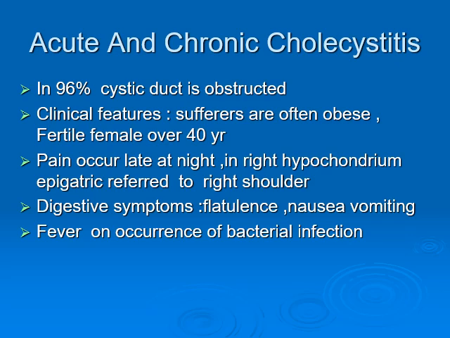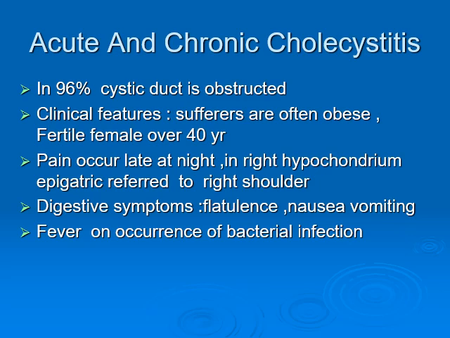Acute and chronic cholecystitis: in 96% of cases, cystic duct obstruction is noticed in acute cholecystitis. And acute cholecystitis with recurrent attacks will turn to be chronic cholecystitis with resultant fibrosis of the gallbladder wall. The clinical features: sufferers are often obese, fertile females over 40. Pain occurs late at night in the right hypochondrium and epigastric region, referred to the right shoulder. Digestive symptoms such as flatulence, nausea, and vomiting may be associated. Fever if there is secondary biliary infection.